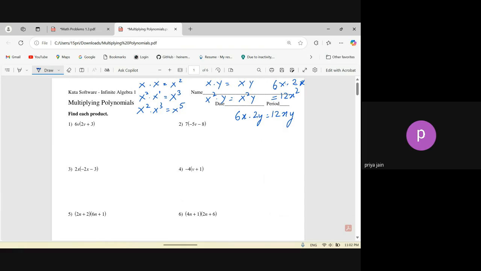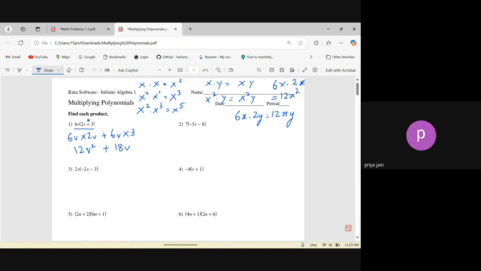So this means it is 6v times 2v plus, so whatever is inside will be repeated here, and then 6v times 3. So this one would be 6 times 2 is 12, v times v is v squared. Then 6 times 3 is 18, v times nothing is just v. Is there anything else we can do besides that, or is that our final answer?